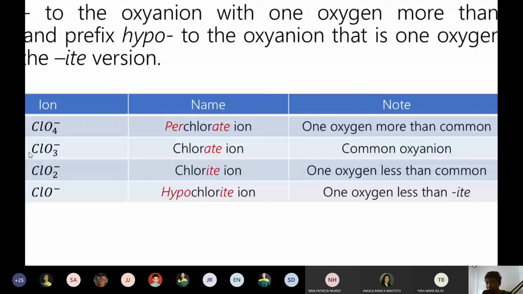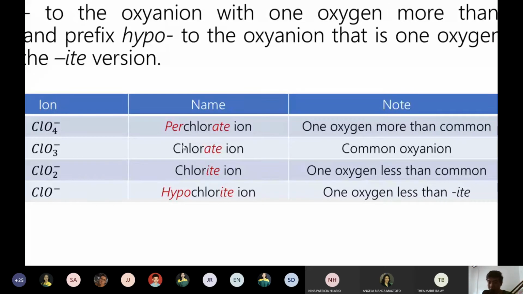And the formula will be reduced by one oxygen. Tatlo dito, dalawa ngayon dito. So yan, this is the chlorite, this is the chlorate. Okay, so ano pa yung dalawang extension? Our chlorate can have one extra oxygen. May one oxygen more than the common siya. Instead of 3 yung oxygen, pwedeng maging 4, ClO4.